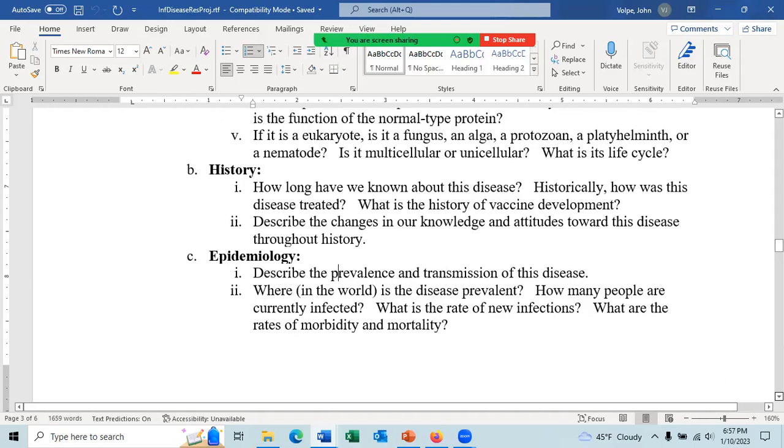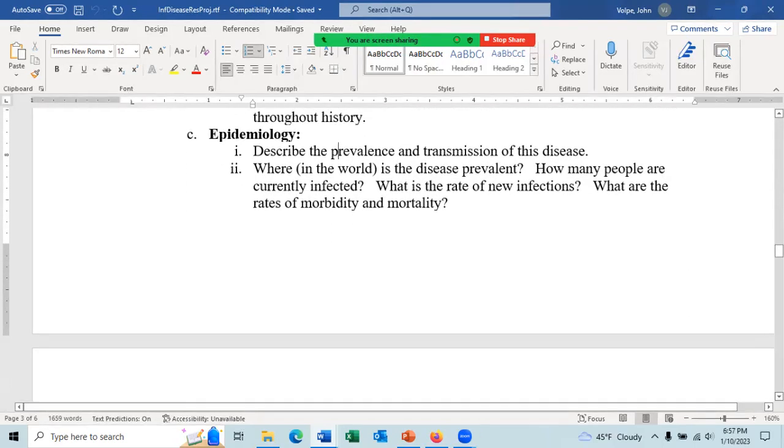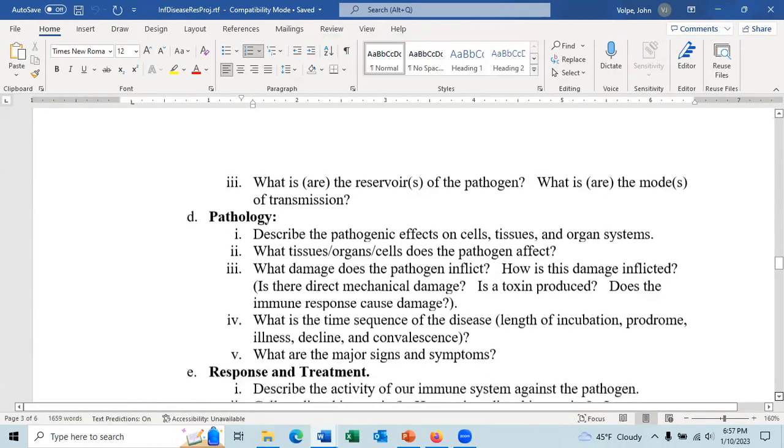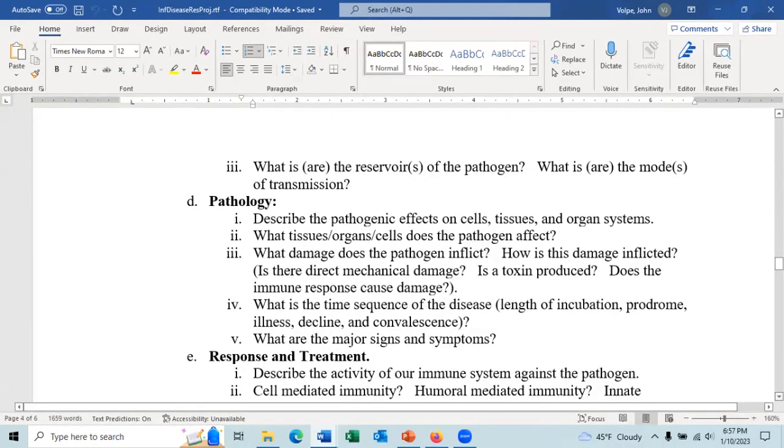And then a section on epidemiology, describe the prevalence and transmission of the disease. Where in the world is the disease prevalent? How many people are infected? What's the rate of new infections? What's the rate of morbidity and mortality? What is the reservoir of the pathogen? And what are the modes of transmission?